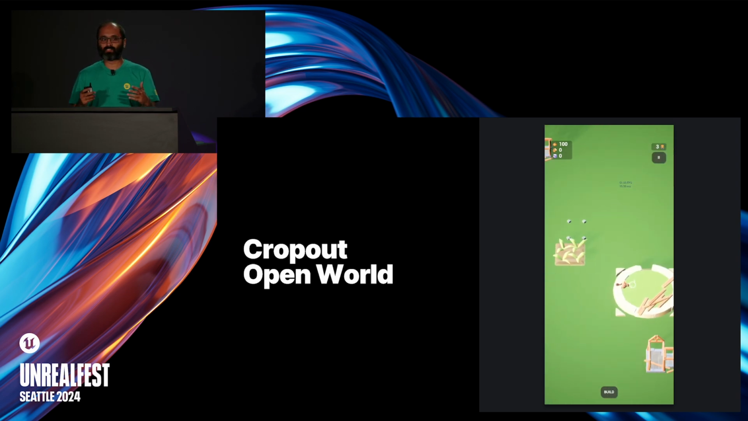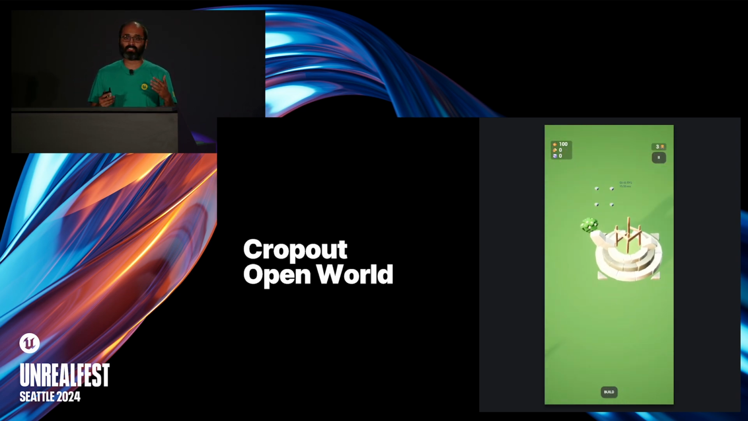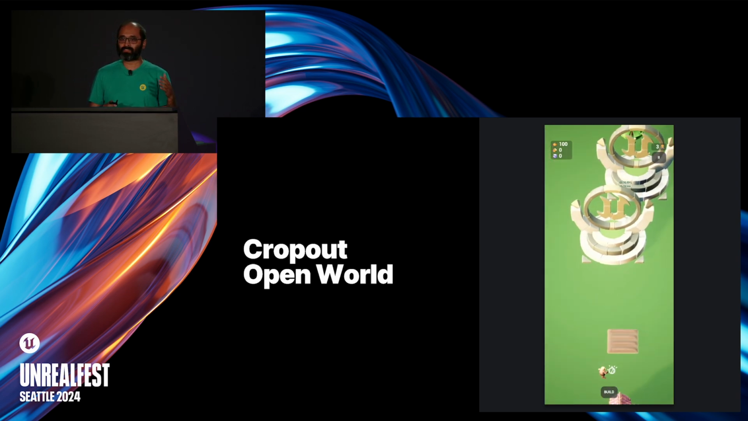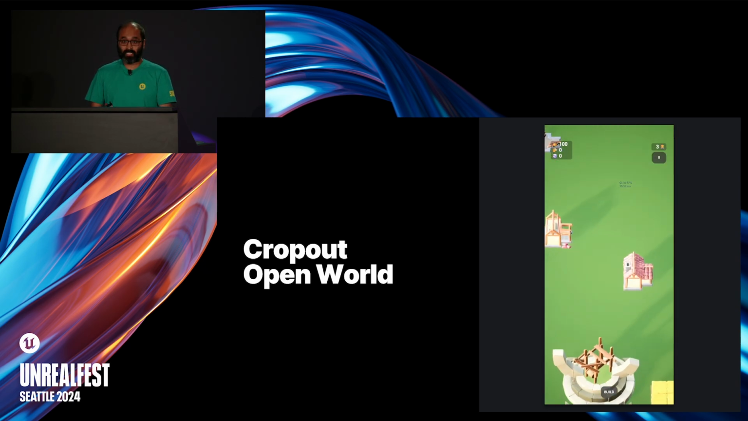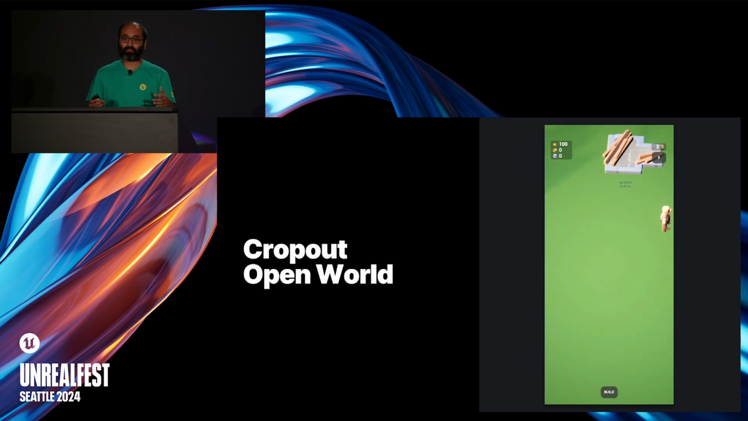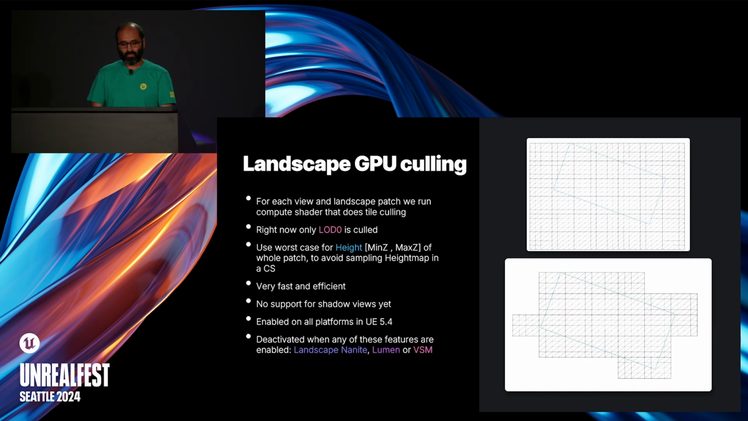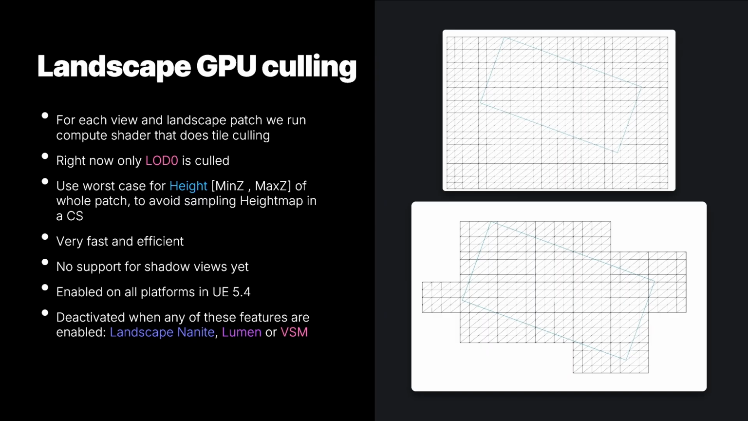And this is all thanks to a lot of improvements that have been done behind the scenes in the engine, which helps with this kind of massive world development on mobile. So one of the first things that happens behind the scenes when you're working on a massive world is the landscape GPU culling. Now, all the landscape tiles that you're seeing are just very compact instances, and they can very easily be culled on the GPU.